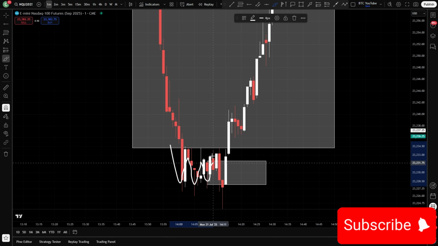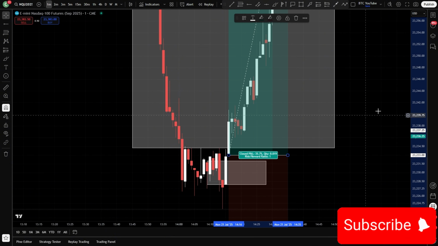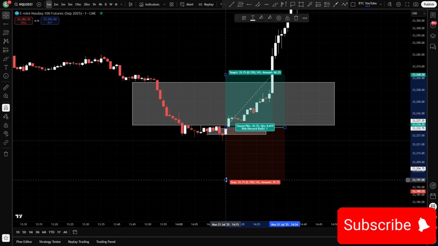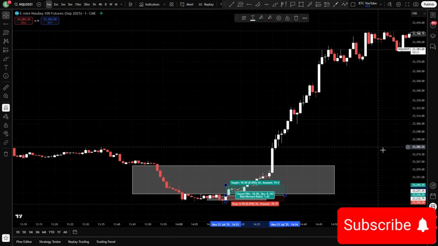And when I saw this accumulation, manipulation, and then the momentum back up, I think I entered down here like this. But I sadly only took a really small position. I think I took quite literally 1 or 2 micros at this low here. And as you can see, this would have worked out pretty much instantly.